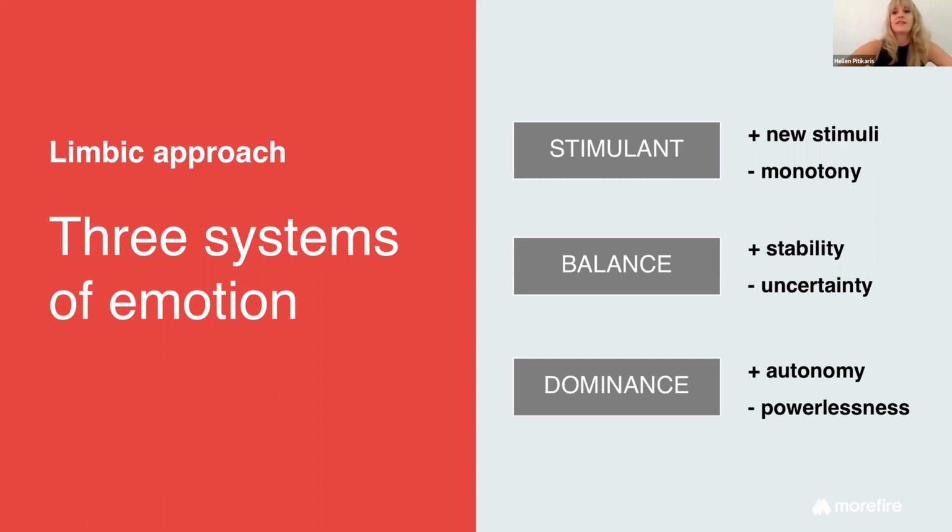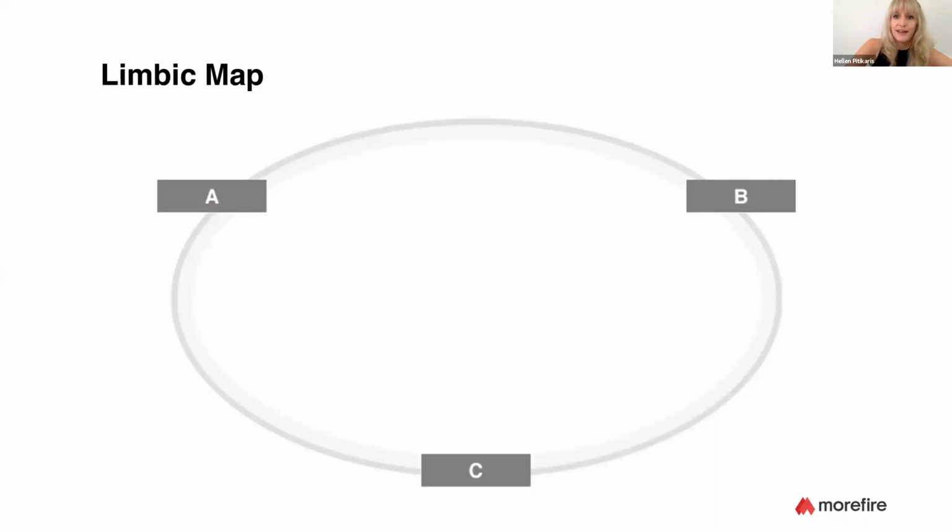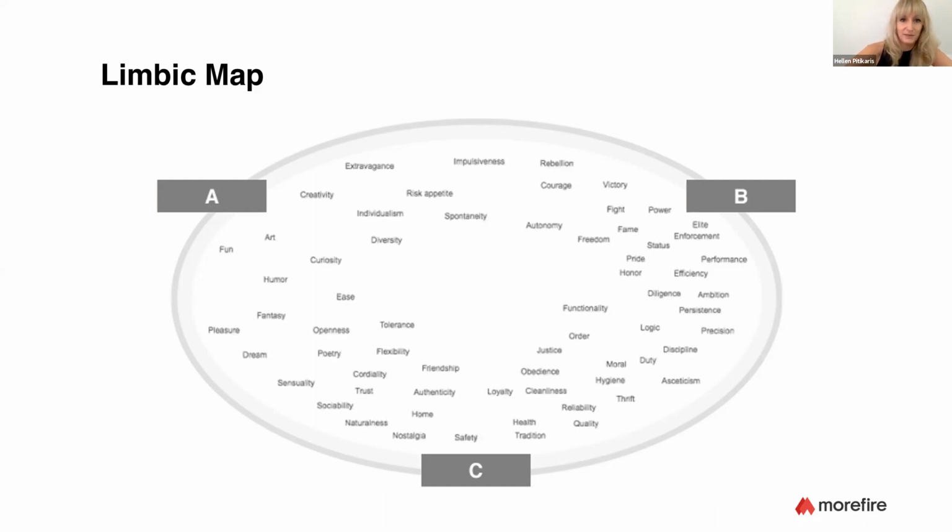And we have the dominance system, which primarily wants to achieve autonomy. It strives for power and enforcement, and it strives hard for respect and also prestige. Powerlessness must be avoided at all costs. These three systems cannot be considered separately. They are arranged in a circle in the so-called Limbic Map. The great thing about the Limbic approach, and the Limbic Map of course, is that there are keywords assigned to each of the systems, which are represented by A, B, and C here. These keywords we can directly use for our advertising material. Here we can see a small selection. There are many more keywords assigned to each emotion system.